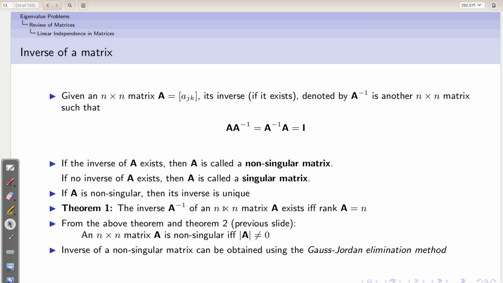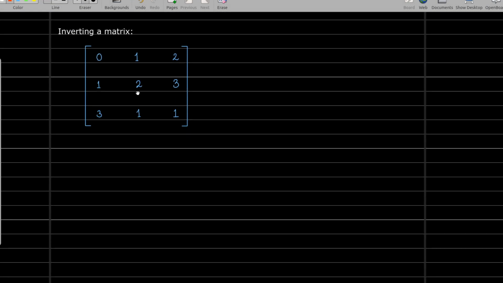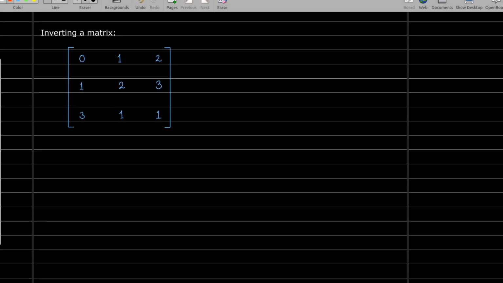Now the inverse of a non-singular matrix can be obtained using the Gauss-Jordan elimination method, which you will be learning in your computer oriented numerical methods course, but I will show you another, very elementary method. Let's say I want to invert this matrix. There are certain steps that you can follow, and I'm going to concentrate here on a 3 cross 3 matrix.